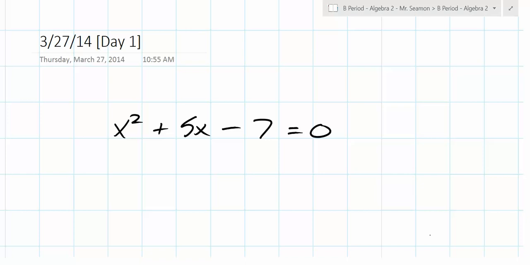Everything is factorable. Is everything factorable nicely? No. So this is factorable. Is it factorable nicely? No. So in this case, we're going to complete the square. We're going to move the 7 over.